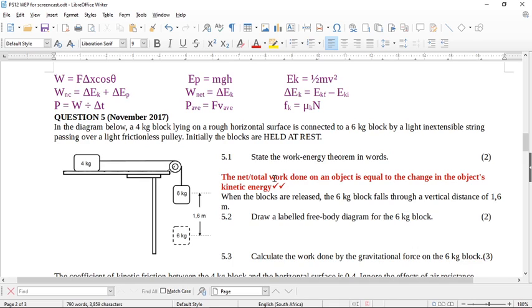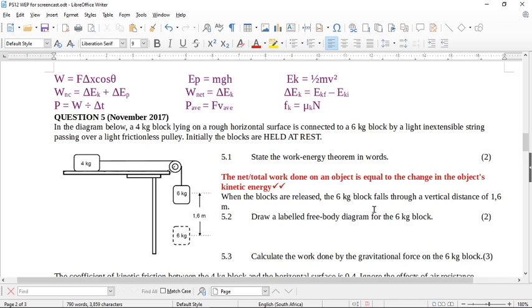State the work energy theorem in words. Here's the work energy theorem. The net work done on an object is equal to the change in the object's kinetic energy. Okay, so system, light inextensible string. If this block moves, that block moves. If this block has a velocity, that block has the same velocity.